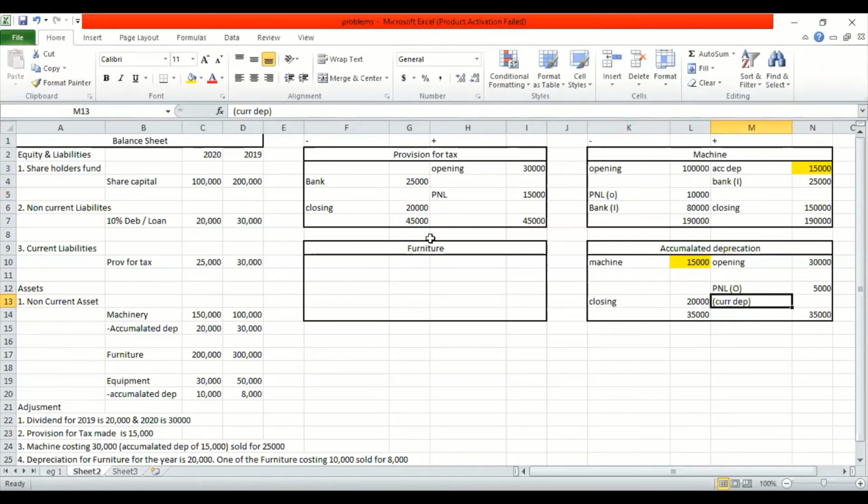Let's quickly move on to the furniture account. There is a depreciation given for furniture, 20,000. One of the furniture costing 10, sold for 8. Okay, and we have furniture. Yes, we do have furniture in the balance sheet. The opening is 3 lakh. So I'm going to write 3 lakh here, and the closing I'm going to write here as 2 lakhs.